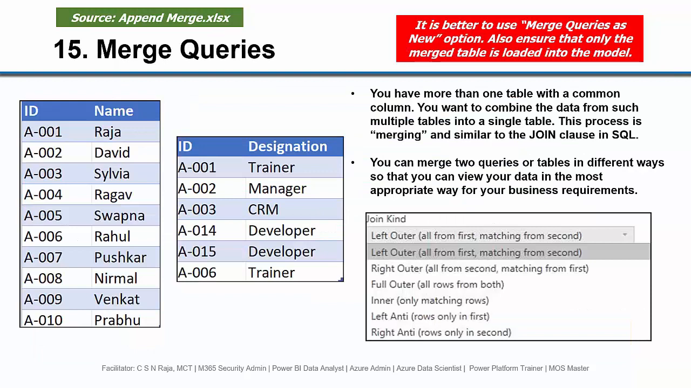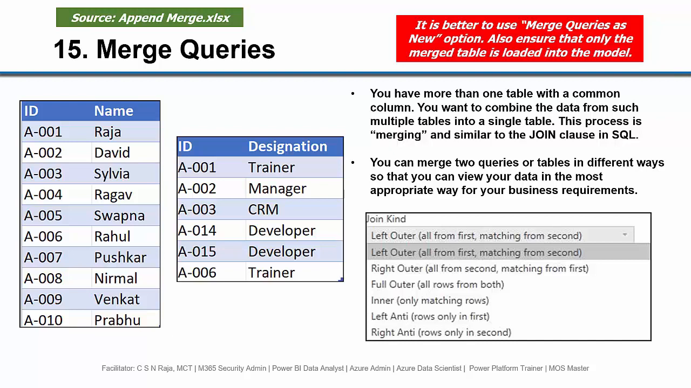We should also learn about merge queries. You have more than one table with a common column. You want to combine the data from such multiple tables into a single table. This process is merging and is similar to the join clause in SQL, structured query language. You can merge two queries or tables in different ways so that you can view your data in the most appropriate way for your business requirements.